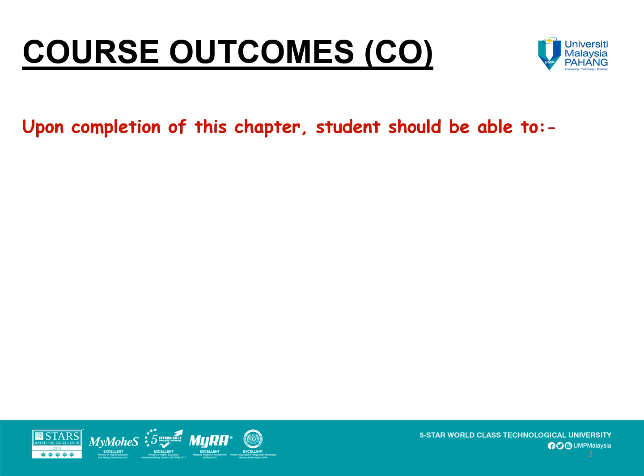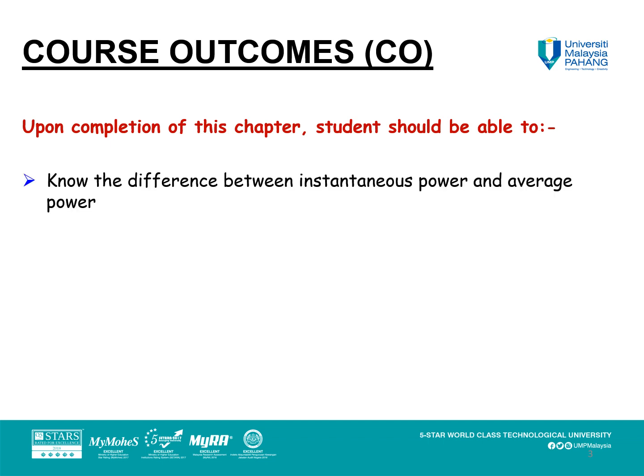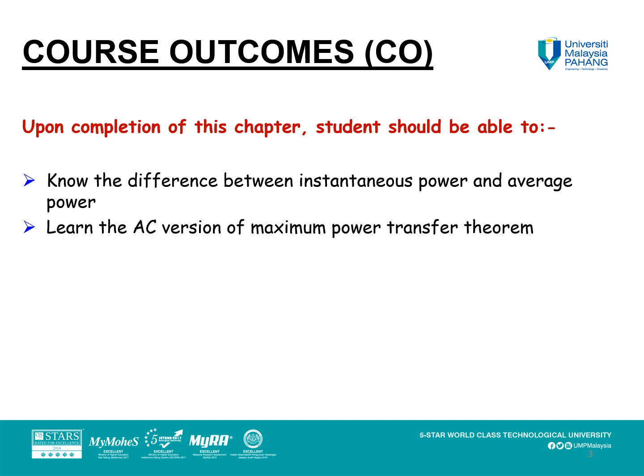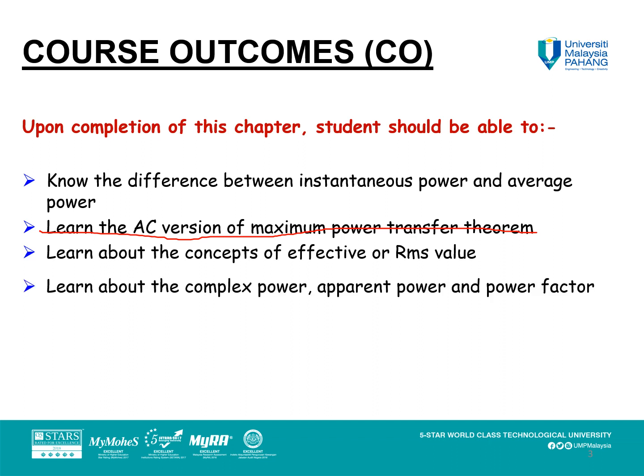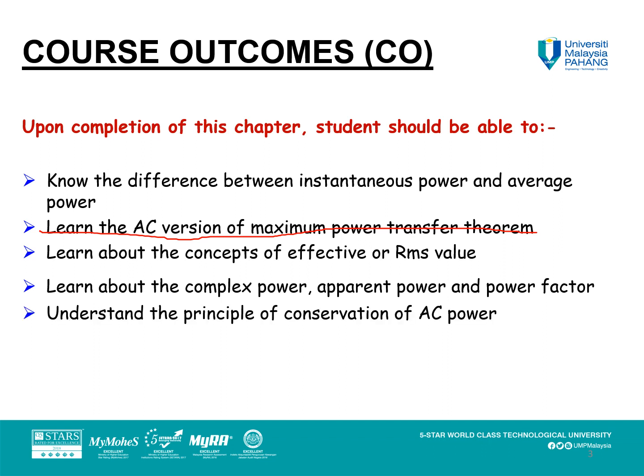For the course outcome, at the end of this chapter, students should be able to know the difference between instantaneous power and average power. Except for this, the AC version, we don't cover it here. Next, learn about the concept of effective, or we call it RMS value. Learn about the complex power, apparent power, and power factor. Understand the principle of conservation of AC power. The last one, learn about power factor correction.